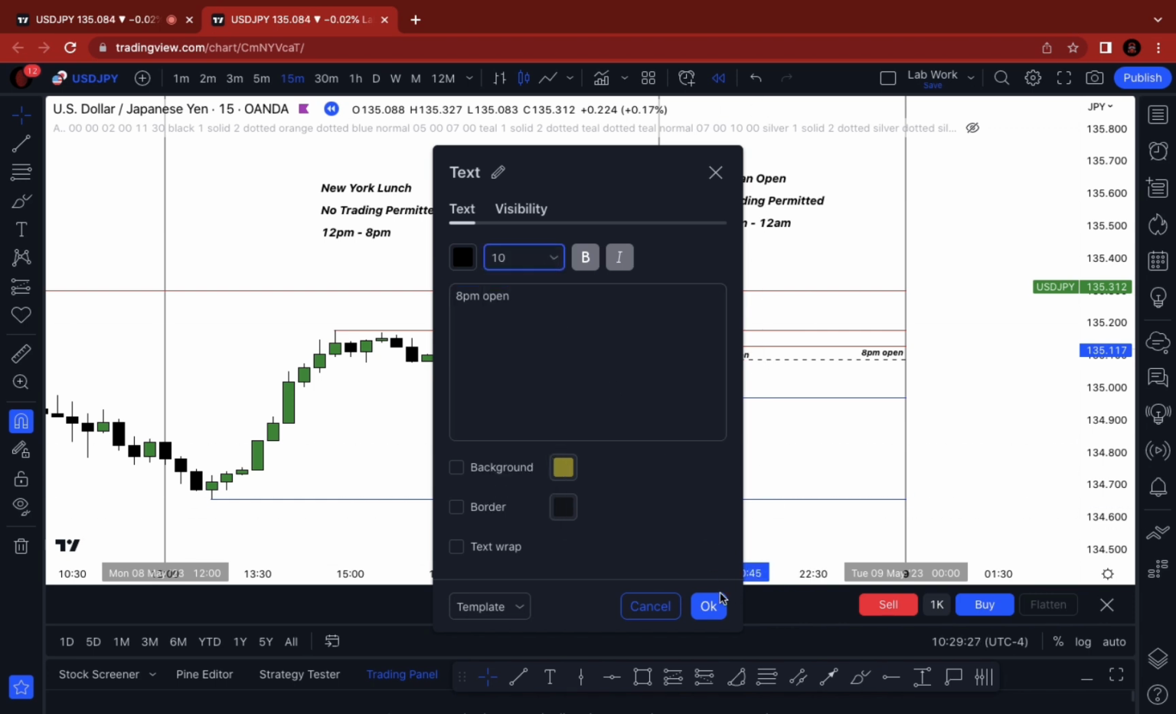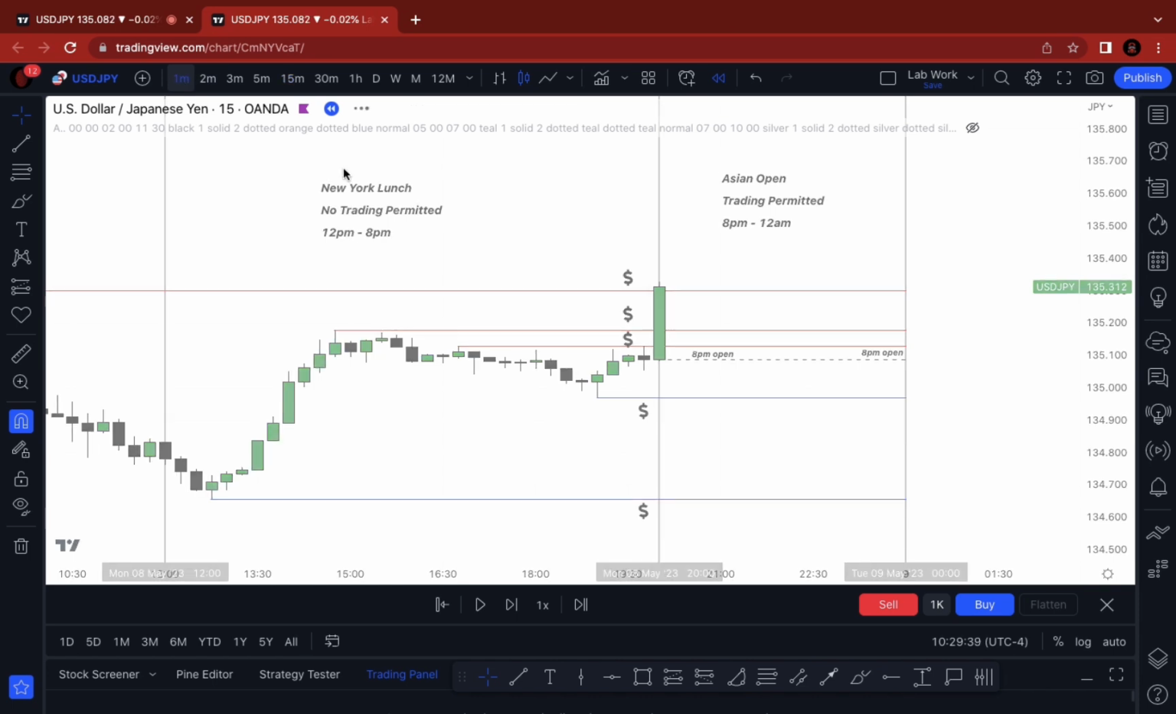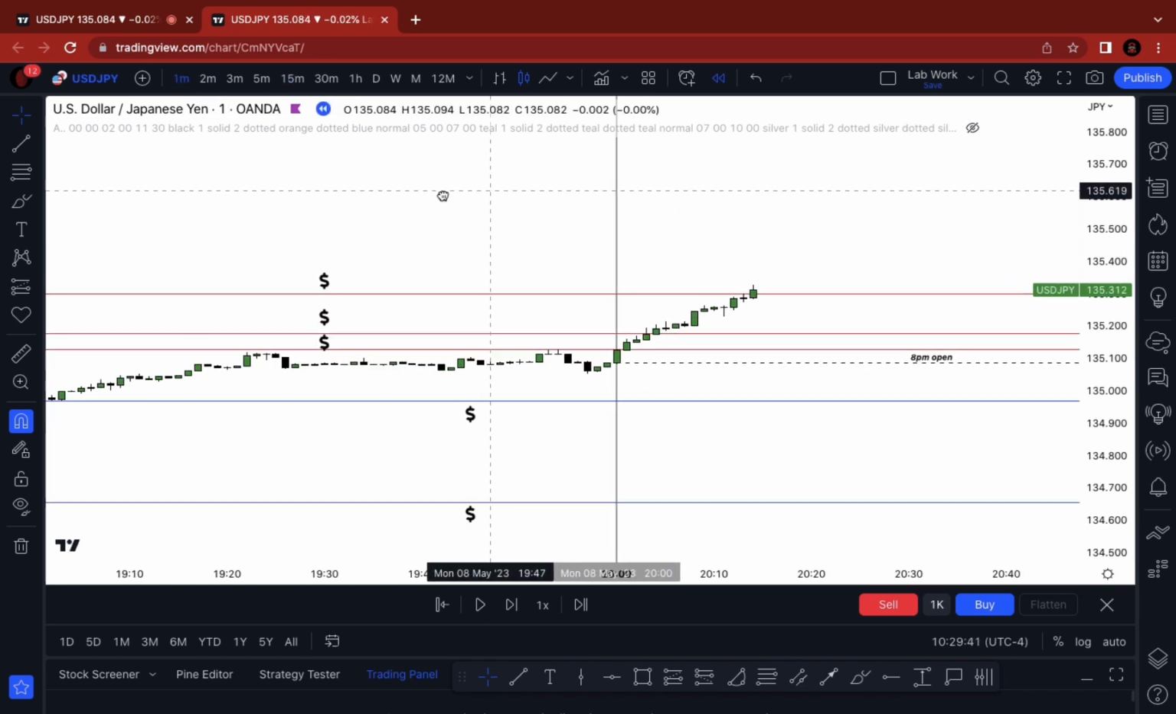Anything above this price point is premium, a high probability sell scenario. Anything below it is a high probability buy scenario and a discount. So the fact that price opened and went straight up for this high, I knew something on the lower time frame would get me in short.